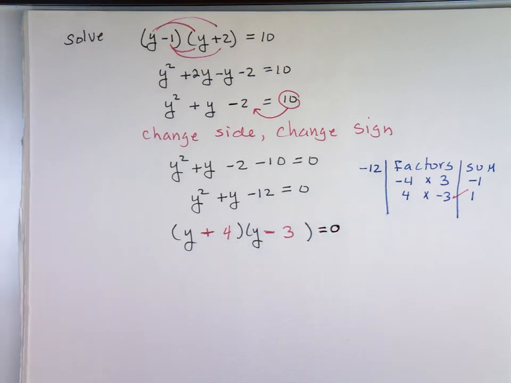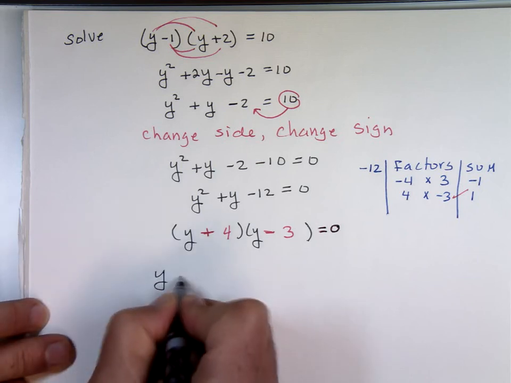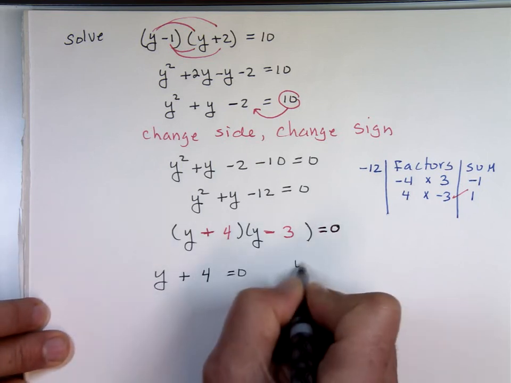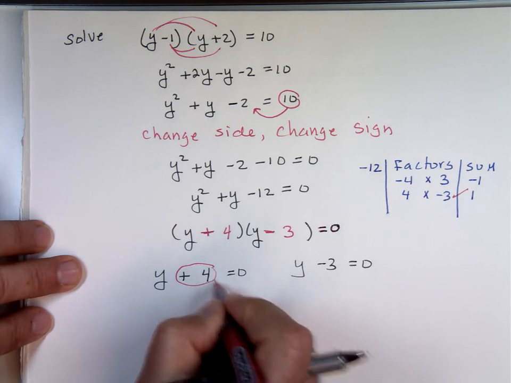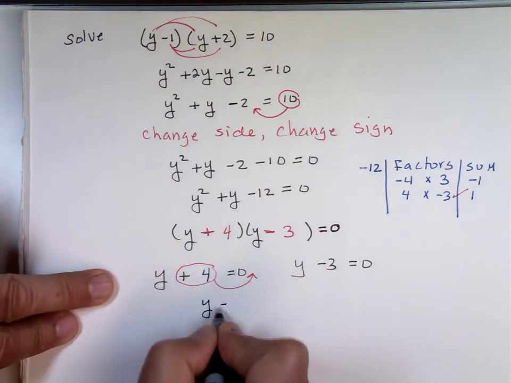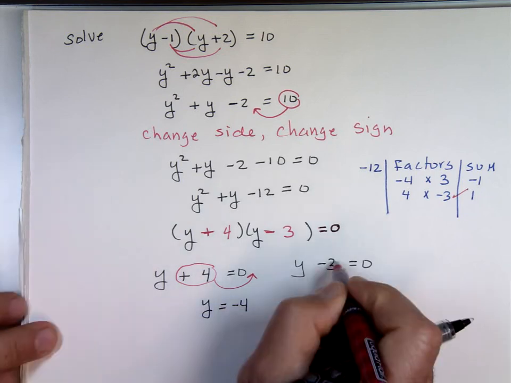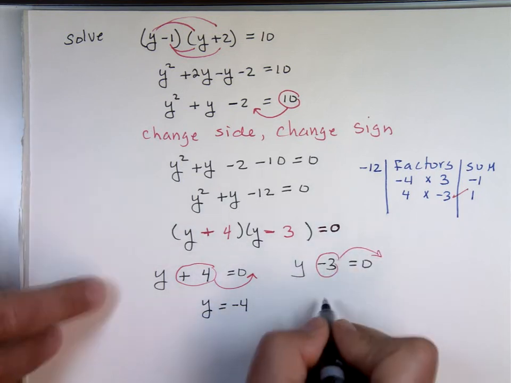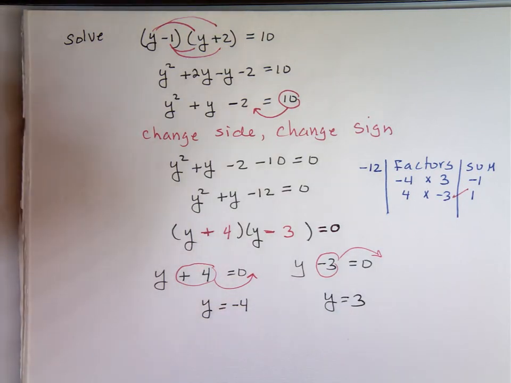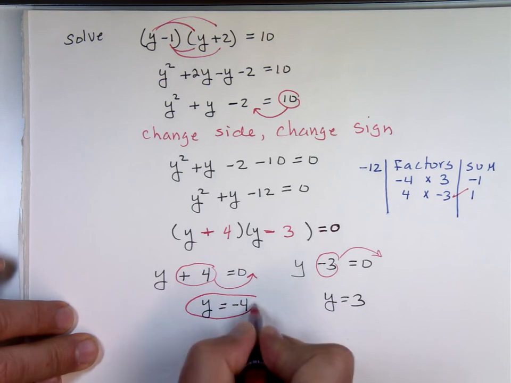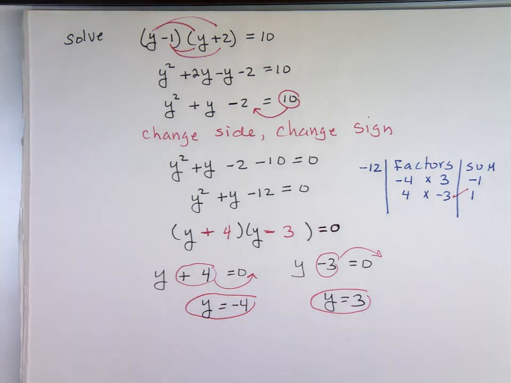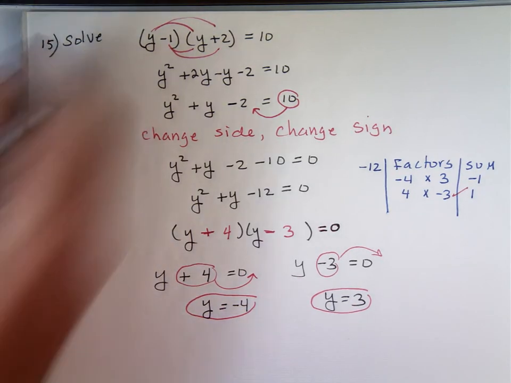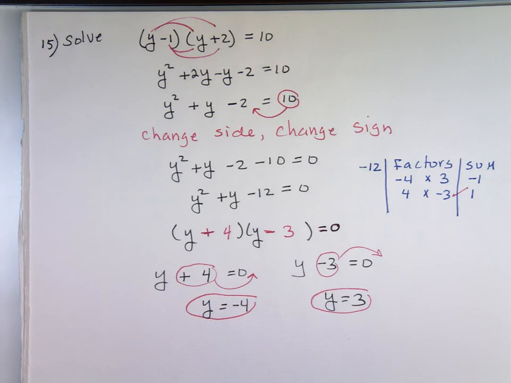Now you set each factor equal to 0 and solve it. You move the plus 4 there. Y equals -4. You move the -3 there. Y equals 3. And we have two solutions to this problem. -4, 3. Plug them in. Make sure they work. So that's review, 15 questions review of chapter 6. Good luck.